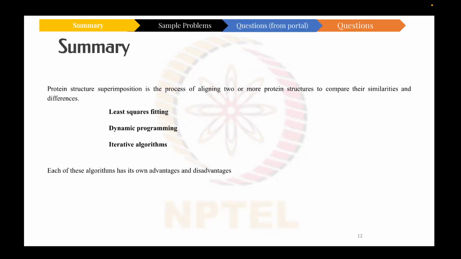As I mentioned, geometric hashing focuses on identifying similar structure motifs between proteins. It represents the structures in a geometric way and looks for shared motifs that can be used to align them. It is like finding common shapes or patterns in two different pictures and using them to align the pictures accurately. So this method is particularly useful for handling large structural differences between the proteins.